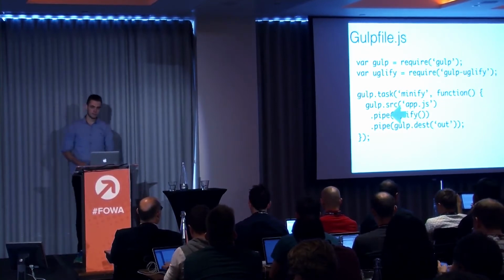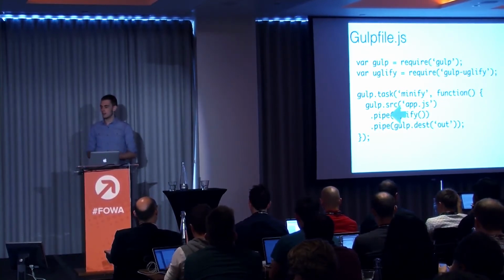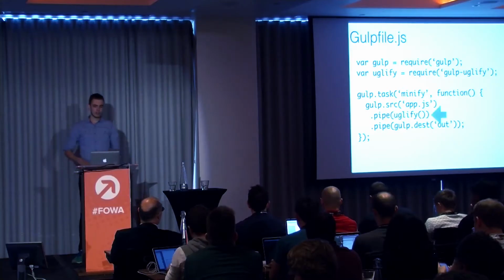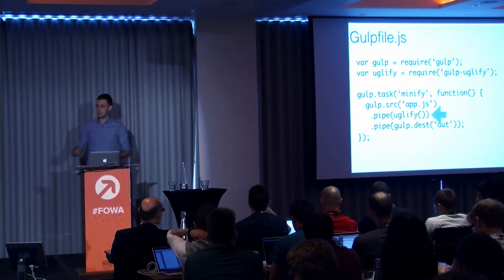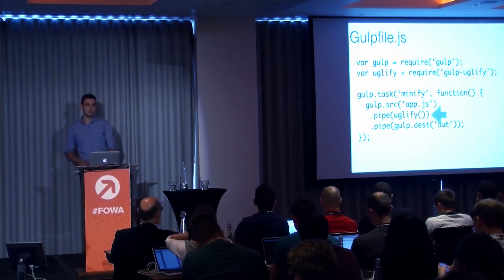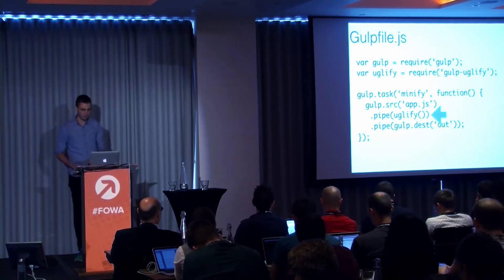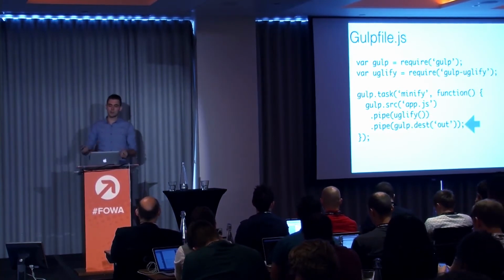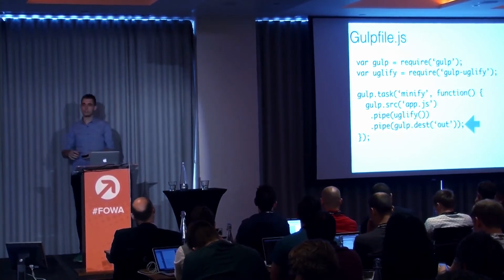I then pipe it through to the plugin Uglify. You can think of the pipe as literally grabbing this app.js and prodding it through a long pipe full of your transforms. It's nudging app.js along, and it nudges it into the Uglify plugin, which takes it and modifies it. In this case, the Uglify plugin will minify the JavaScript. I then pipe it again through to gulp.dest, which is the part of Gulp that's used for writing files back to disk. In this case, dest takes a folder name, which I've called out. So this is going to create out/app.js in my current directory that will be minified through Uglify.